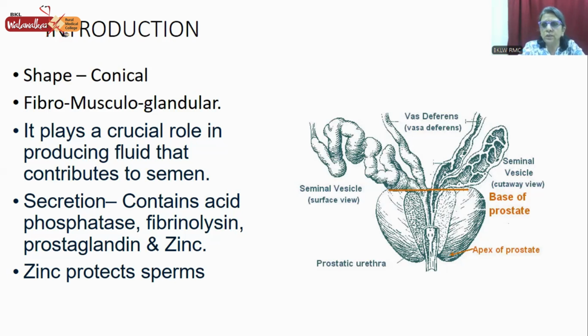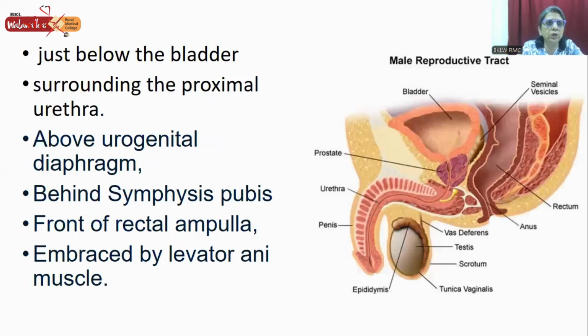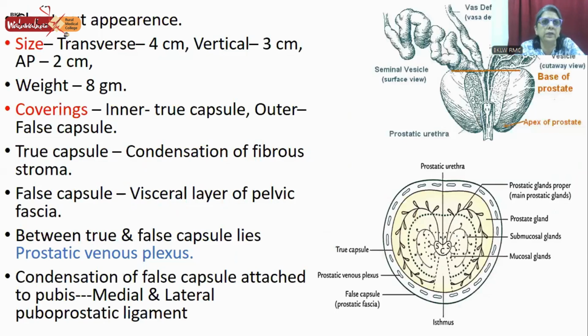This gland, as you can see in the picture, is conical in shape. Now where is it situated? It is situated just below the urinary bladder, with the apex directed downwards, and it is surrounding the proximal urethra, also called the prostatic urethra, just above the urogenital diaphragm, behind the pubic symphysis, and in front of the ampulla of the rectum. It is embraced by a muscle, the levator ani.